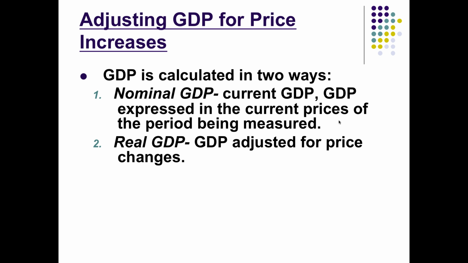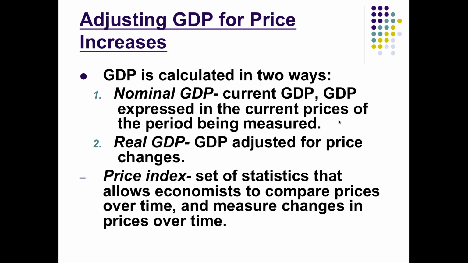So because of that, you can see the importance of real numbers, numbers that are adjusted for inflation, dollar numbers that are adjusted for deflation. Okay, so real gross domestic product, where GDP is adjusted for price changes, is the most watched form of GDP that economists will take a look at. That's what they care about. They want to adjust things for price changes.